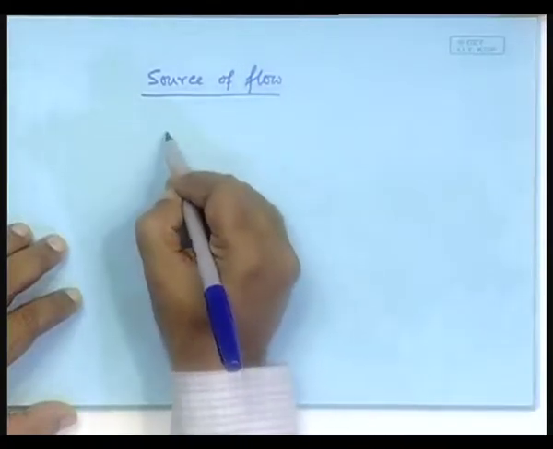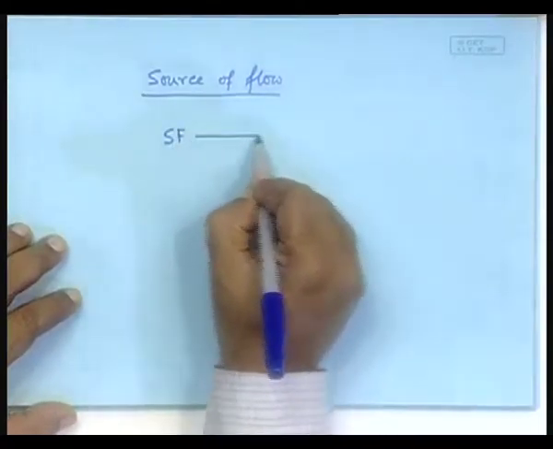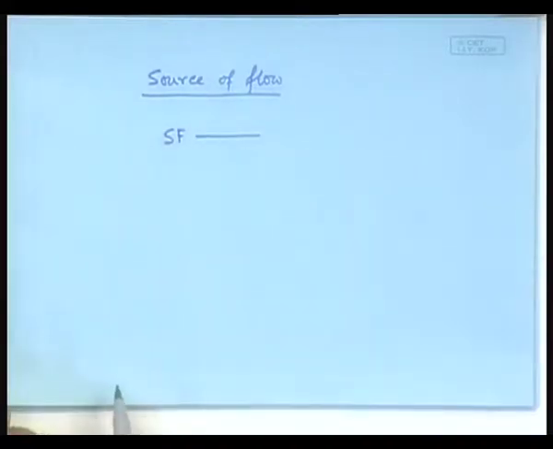It is represented by SF, source of flow. Notice that here we are not talking about the voltage source or current source. In general, we are writing it as source of flow, so that there will be no distinction between an electrical system, mechanical system, thermal system, hydraulic system, no difference. In all systems, these elements will be there.